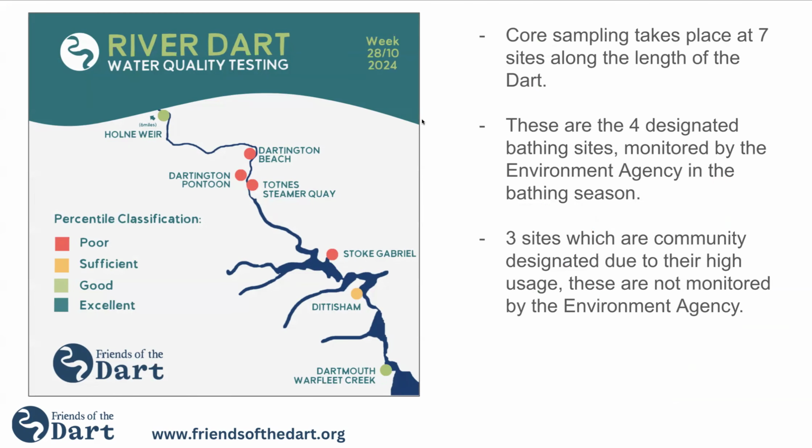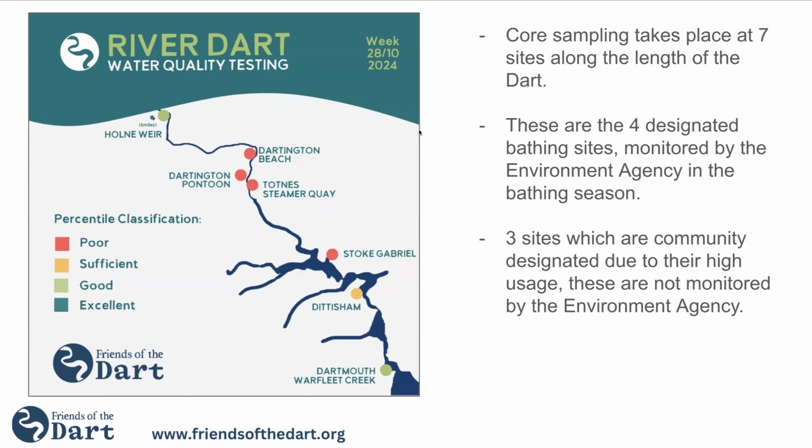So back to the core sampling. What we've been doing over the last 6 months or so is monitoring at 7 sites. 4 of these sites are the bathing water sites, and these are Steamer Quay, Stoke Gabriel, Diddersham, and Warfleet Creek. During the bathing season, the Environment Agency have been taking weekly samples there. However, once the bathing season finished, we stepped in and started taking weekly samples there so that we could share the data of what water quality is like year round.